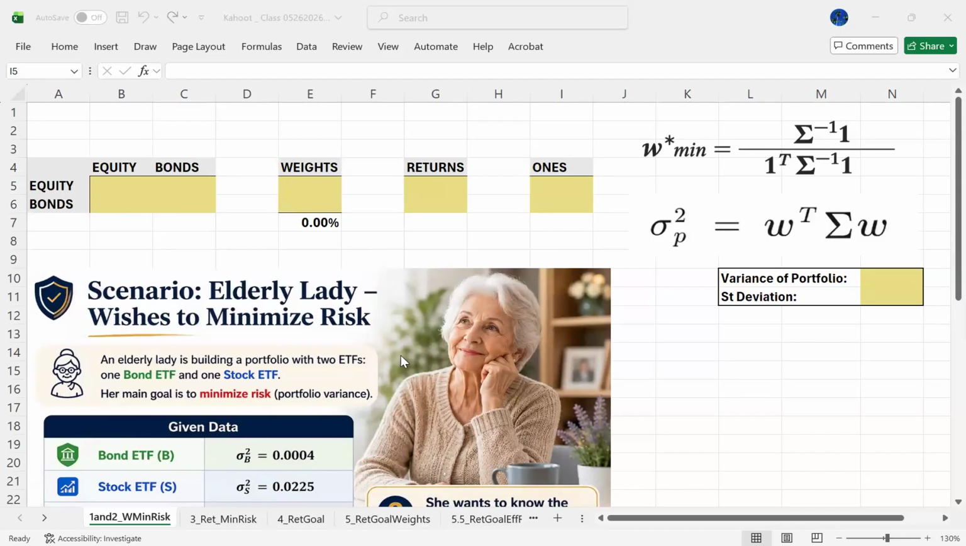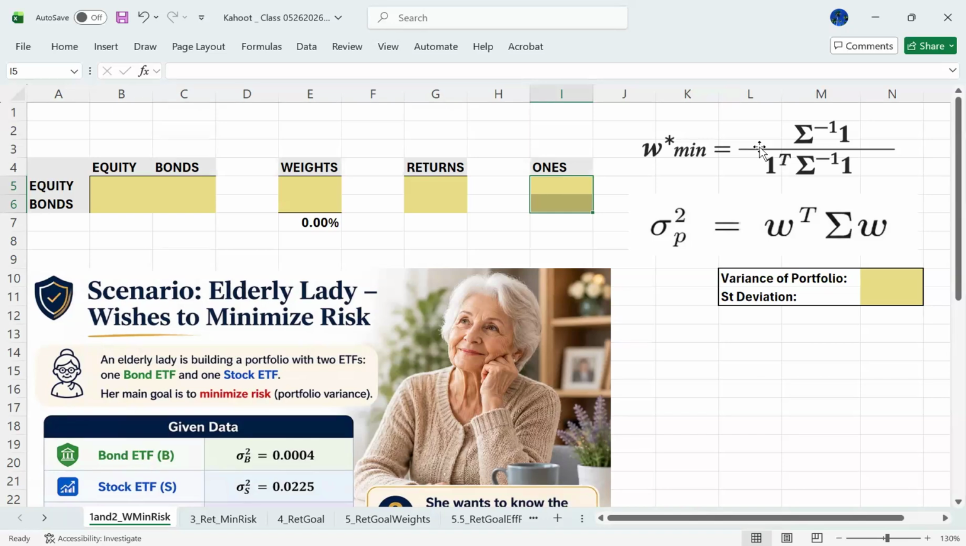In this video, we will quickly go over a basic problem where we will find the optimal weights for a client, an elderly lady who wishes to minimize risk. We will get this solution through multiple ways so you can compare, but most importantly, we're going to use matrix operations.